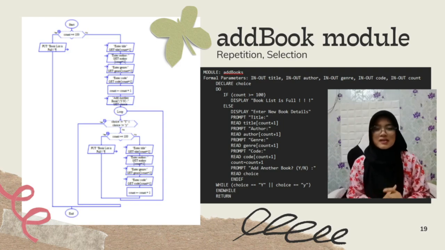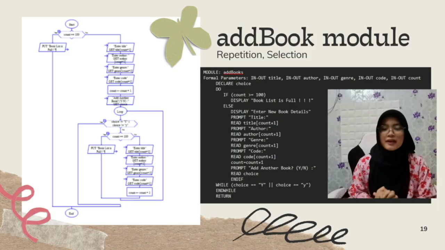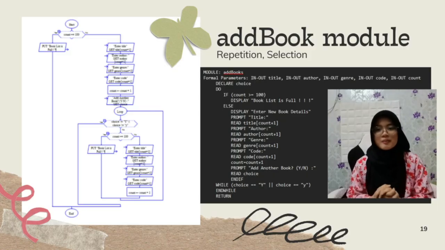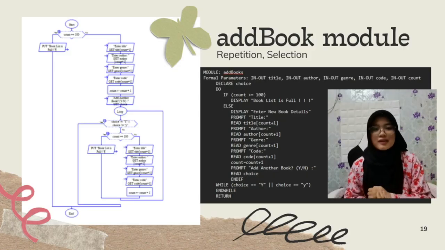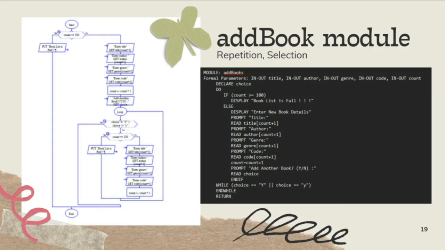The book count is then increased. After that, the system asks the user whether they want to add another book. If the user chooses yes, the loop repeats. If not, the process ends. If the book list is already full, the system will display a message indicating that no more books can be added.